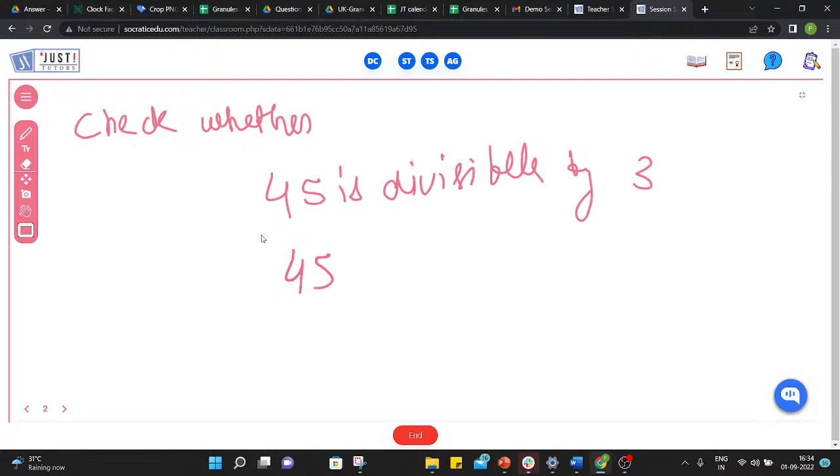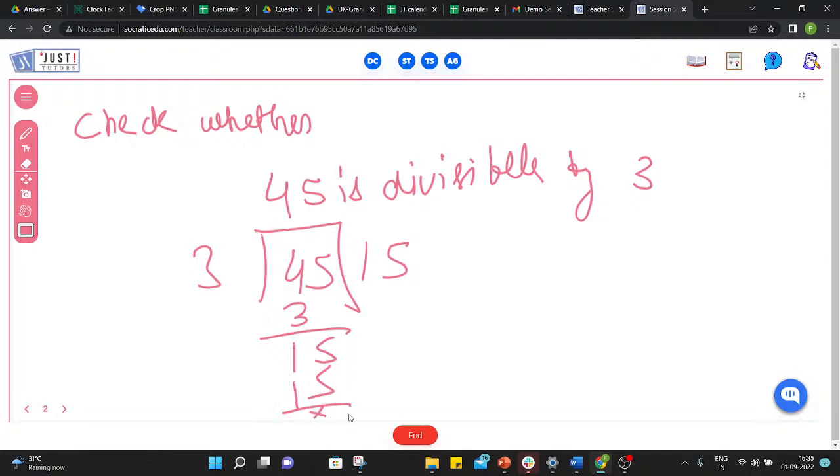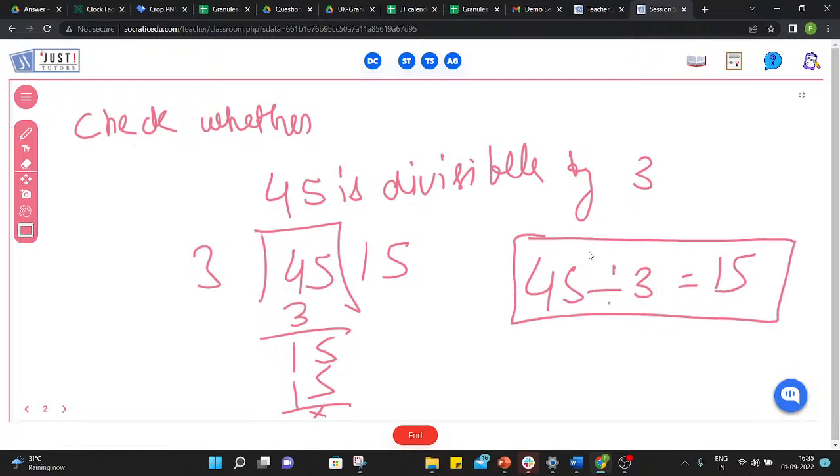Let's see, 45 divided by 3. 3 times 1 is 3, 1 over here. Sorry, it should be 1. So 45 divided by 3 is equal to 15, and there is no remainder. What that means is 45 is divisible by 3.